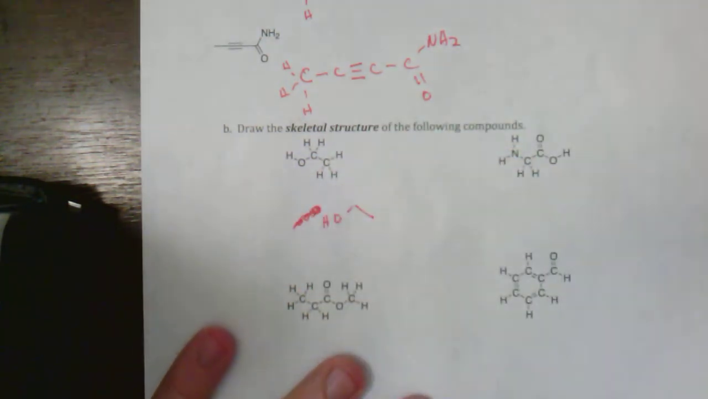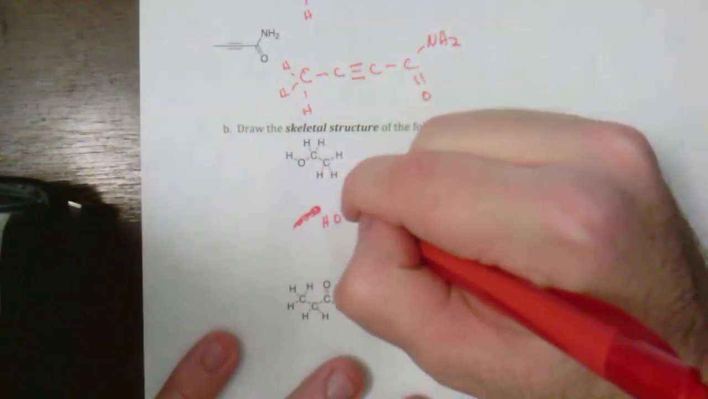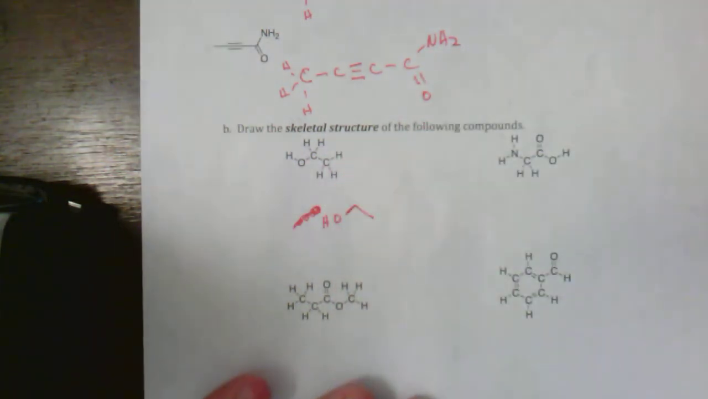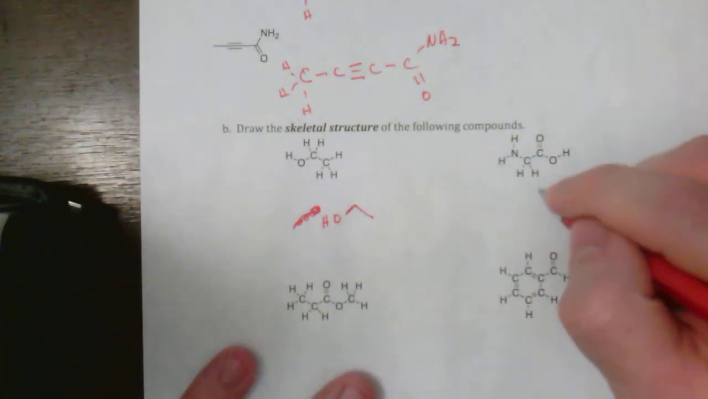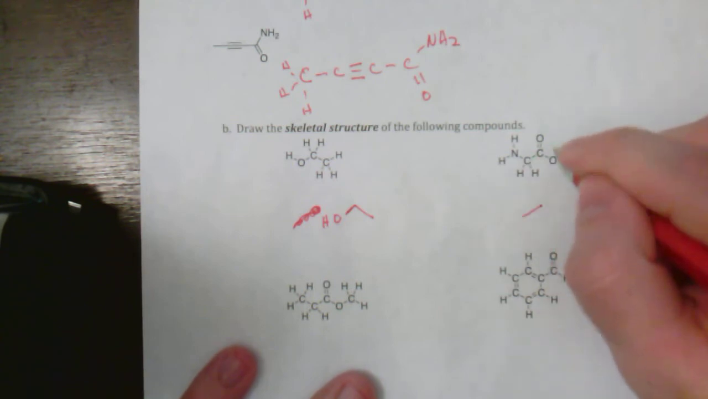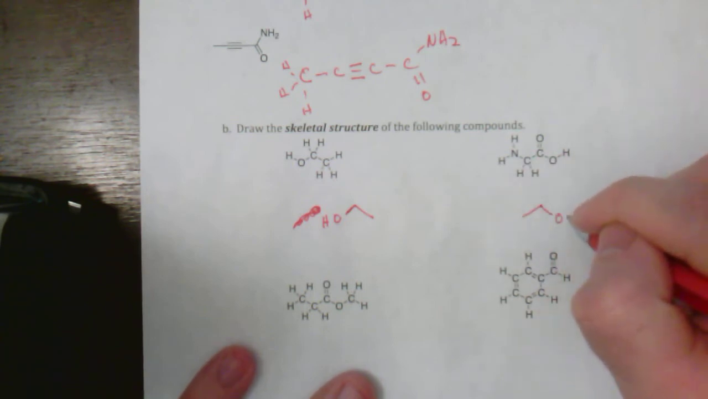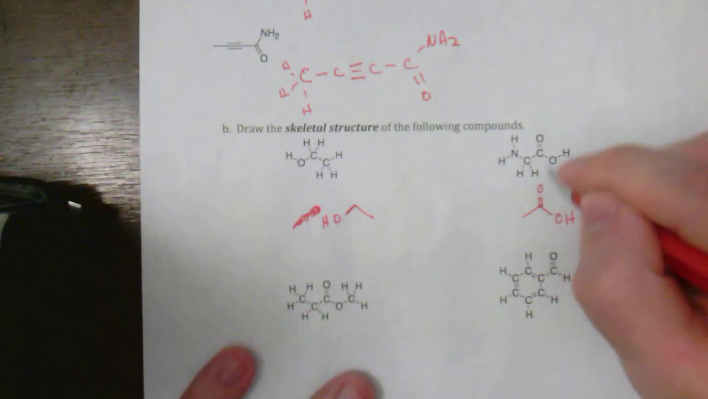And remember, in the skeletal structure, you don't show H's on carbons, you show them on anything else. So I need to show this OH still. Okay, same thing here. So there's my 2 carbons. One on the right has an OH attached and a double bond O.